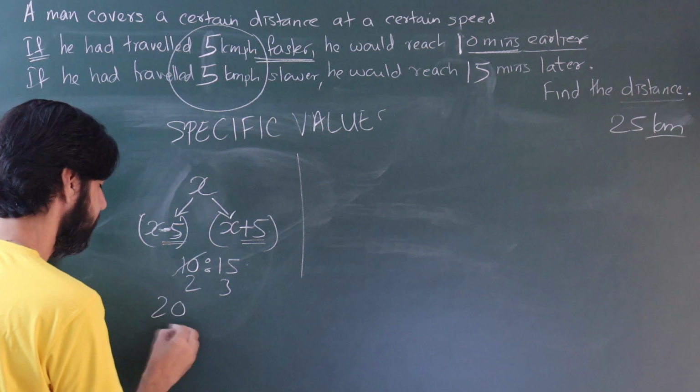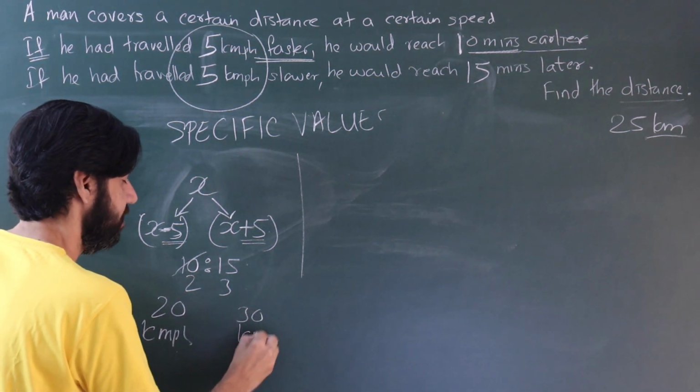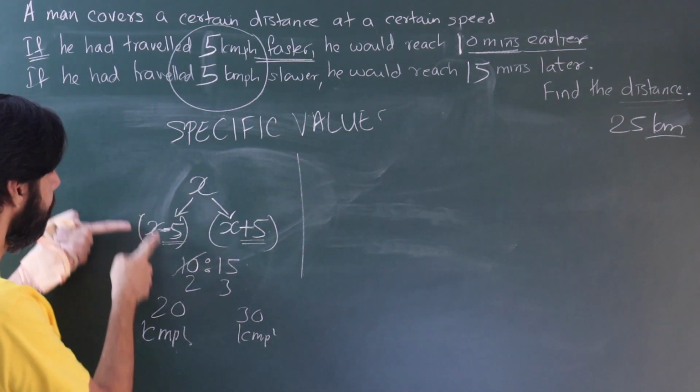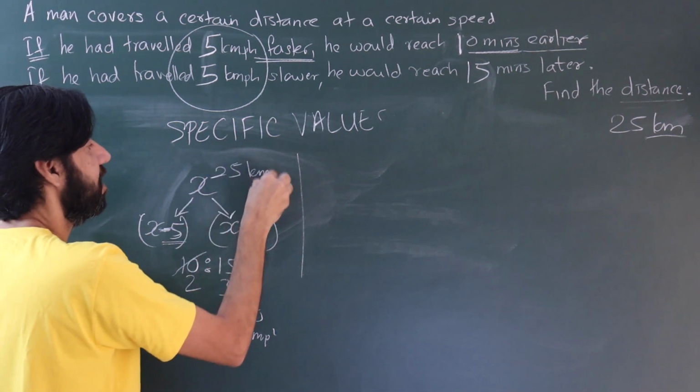So this speed is 20 kilometers per hour. This speed is 30 kilometers per hour. And got it? And if you want the original speed, 20 is after subtracting 5. So this is 25 kilometers per hour.